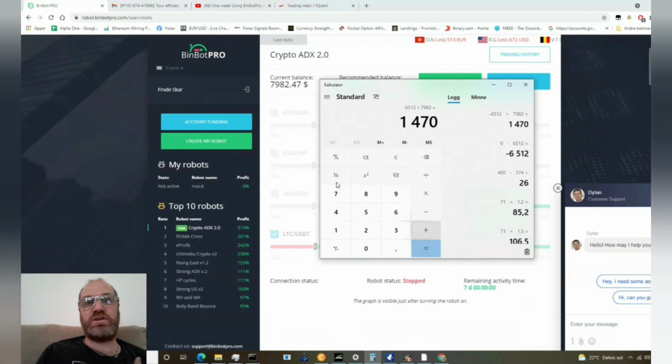And I can't stress that enough: if you're going to make money with BinBotPro, you need money management. Figure out some rules, set yourself some target and stop. Don't get greedy.